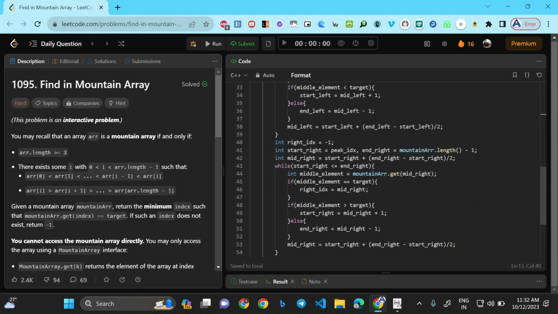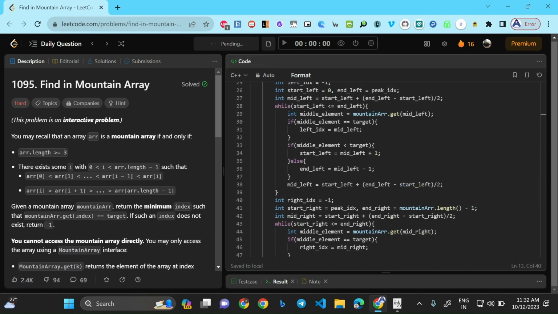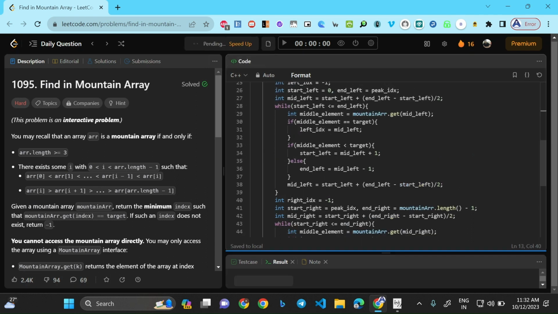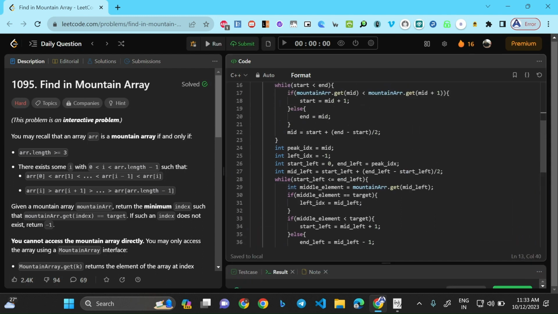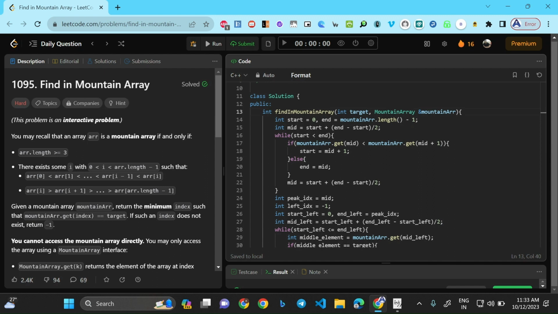You can check it, and let us submit this code for your reference and check. Okay. So yeah, it's accepted. So it's a pretty easy question. It's just a collection of binary searches that you need to do.